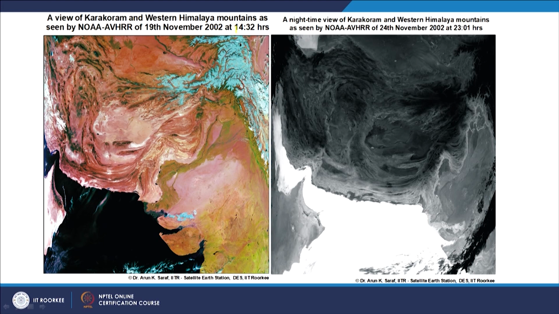In the daytime it is 1432 hours, and this is 23 hours, 11 p.m. in night time, and this is one of the thermal images which you see. It seems to be like an X-ray, but it is a thermal image of the same part of the earth as seen in the daytime. So, that is a big advantage if a sensor has thermal channels as well.